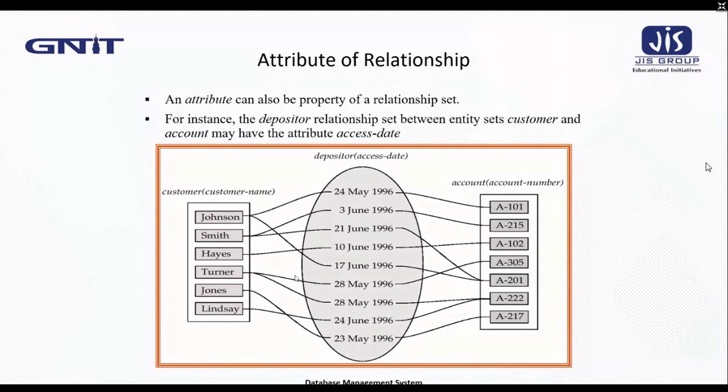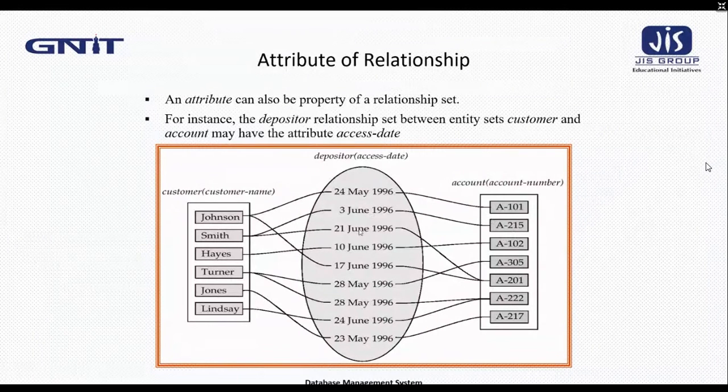So access date is not a property of the account. Also, it is not the property of the customer, because against a customer you cannot write a single access date. You would have to write multiple access dates, because a person accesses different accounts on different dates. So that's why we can say that the access date is actually the property of the relationship depositor.